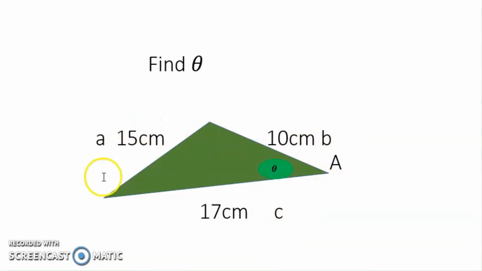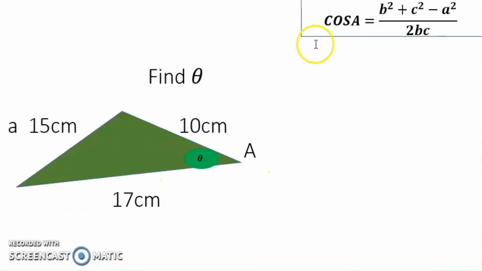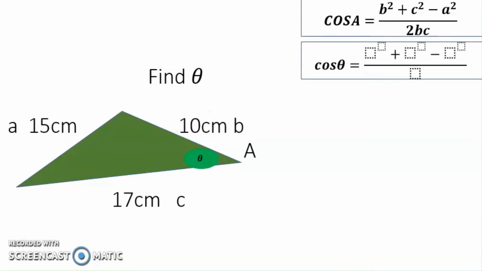So when you have done this, the formula we are going to use will be cos A is equal to B squared plus C squared minus A squared all over 2BC. Now we are going to substitute our values into that formula. A is theta.